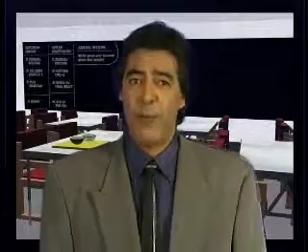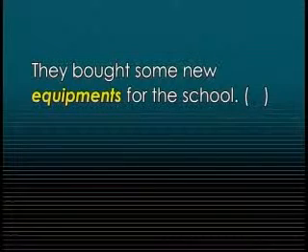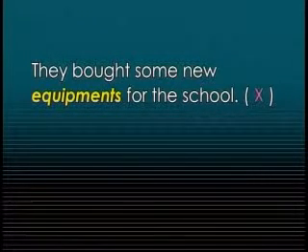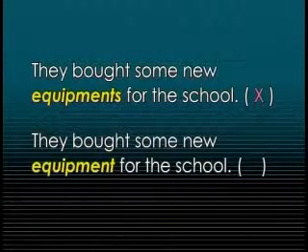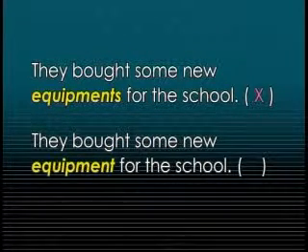Here are a couple of common mistakes made using countable and uncountable nouns. Some nouns that are uncountable in English are countable in other languages. This can cause mistakes. For example, equipment is singular in English, so it is wrong to say, "They brought some new equipments for the school." Even if we are referring to many items, we say, "They brought some new equipment for the school."